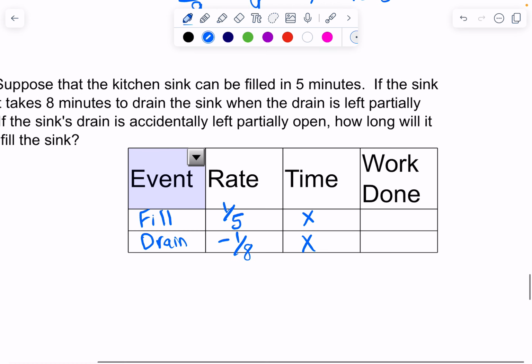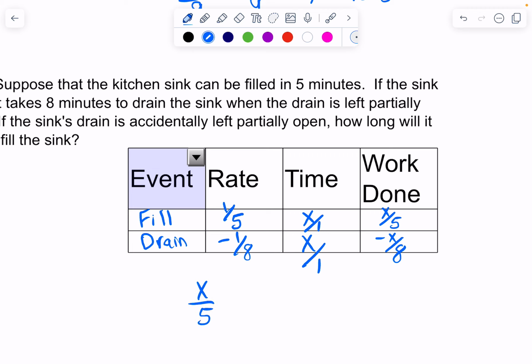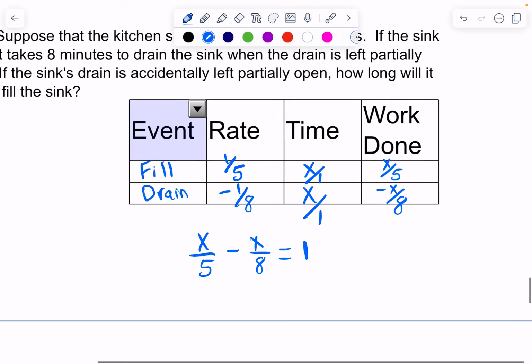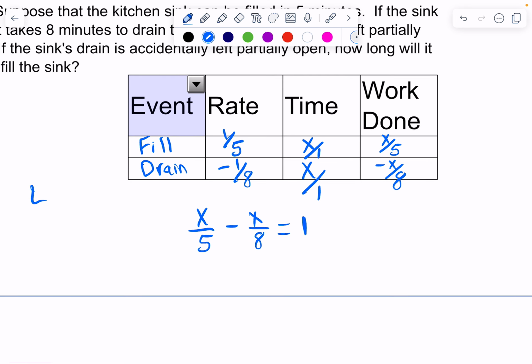Remember that rate times time equals work done. So 1/5 times X over 1 is X over 5. Negative 1/8 times X over 1 is negative X over 8. So the amount that they filled, X over 5, minus the amount that is drained, X over 8, equals 1 complete job. My LCD in this particular case is 40.